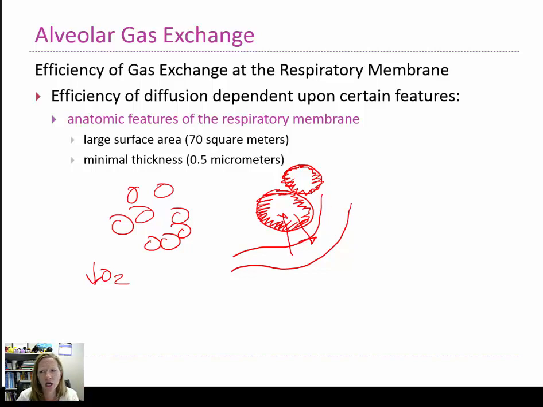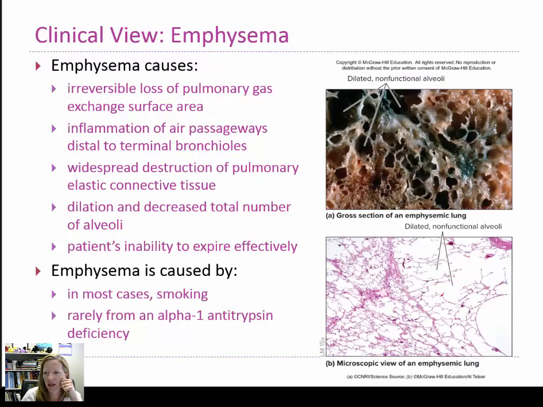This is what happens in pneumonia, when you have a big layer of fluid sitting in your alveoli. So the gases have to go through the fluid first to get into the bloodstream. And it just decreases the efficiency. That decreases how much diffusion occurs. So there's less O2 going into the blood, less CO2 going out of the blood. So let's take a look at emphysema. Emphysema, you can see it here.